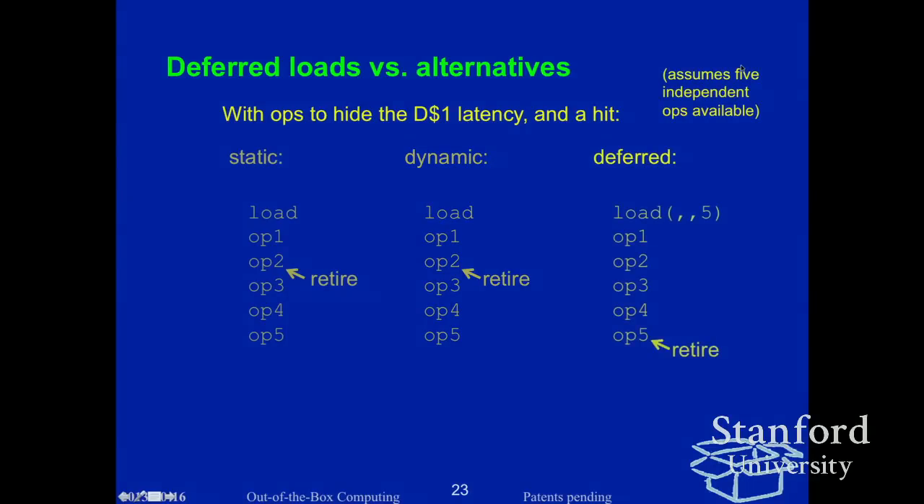The deferred case is going to say, well, I've got 5 independent operations, so I will schedule my retire to happen after the 5th operation. And it will then perform the 5 independent operations. The value could have been retired earlier, but was not. It was retired after the 5th. All 3 have the same performance.